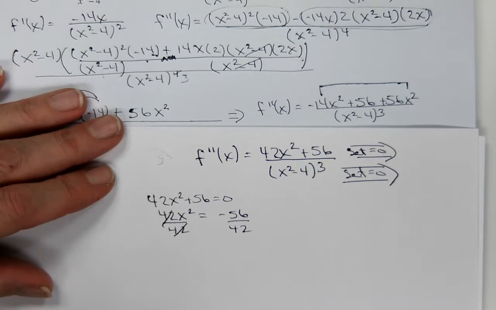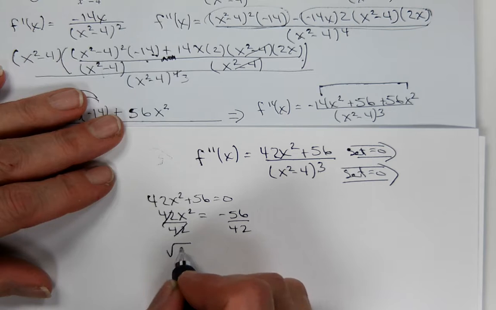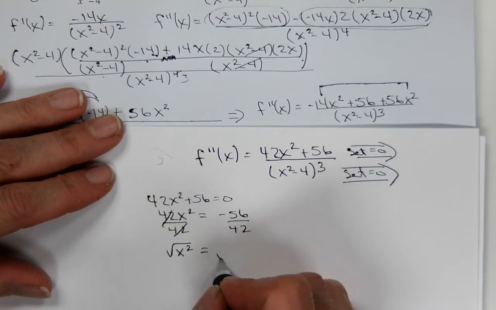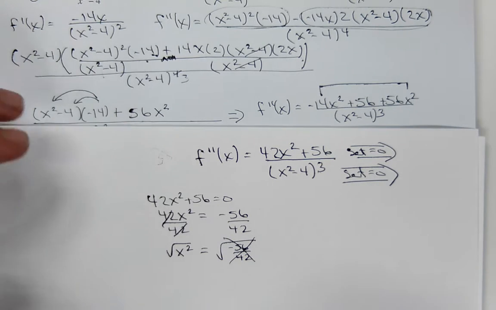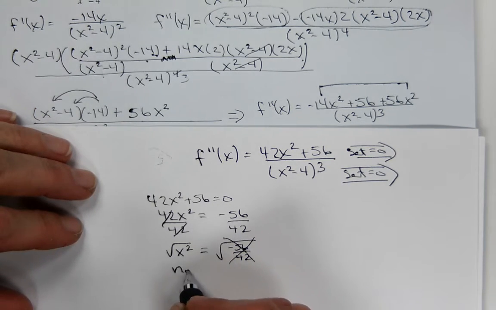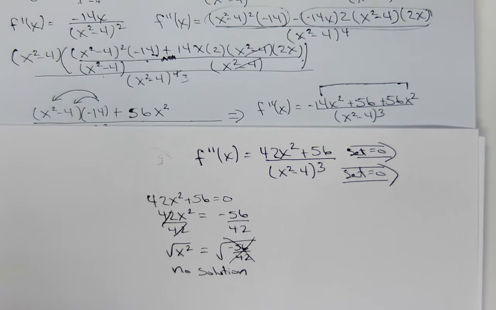And your next step is to take the square root. And here's where you run into problems, because you can square root the left side, but you cannot take the square root of the right side because it's a negative. So when we set the numerator equal to 0, there's no solution. So we are not going to get any inflection points from there.